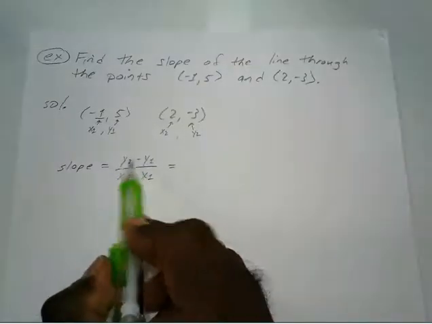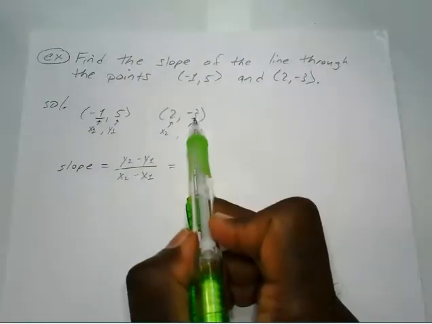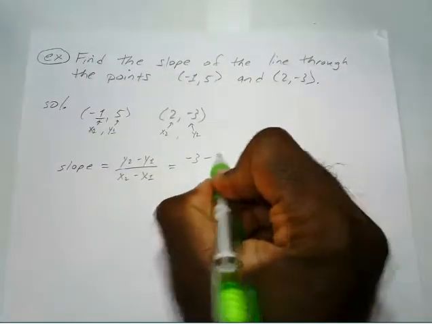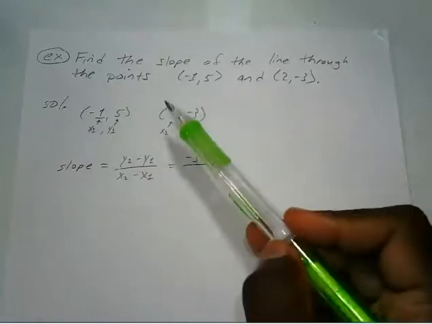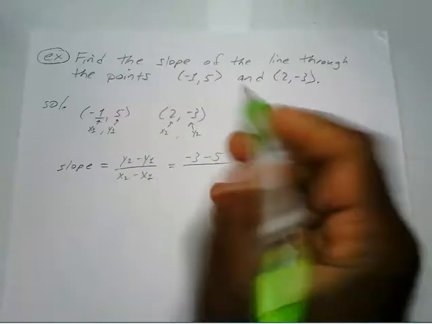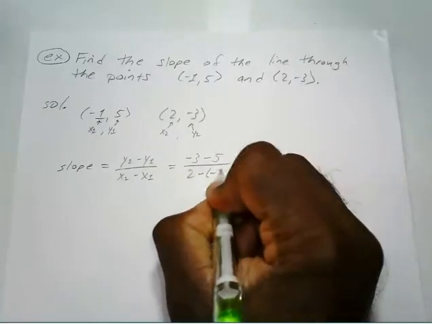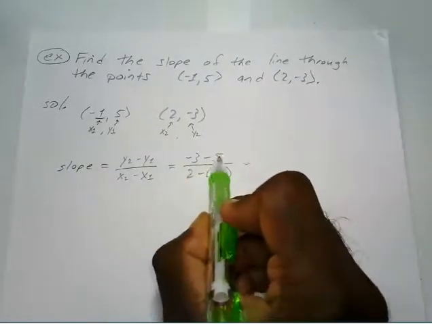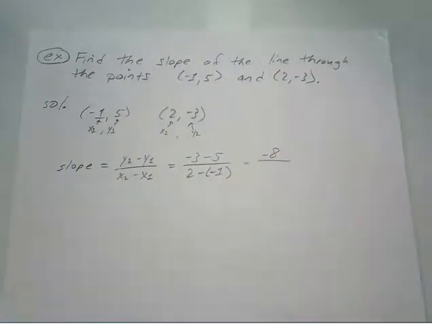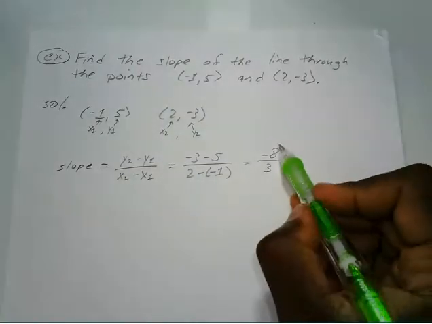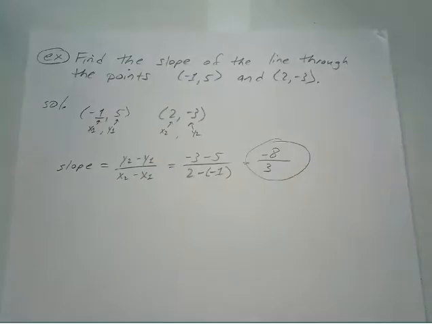Okay, so y2 minus y1 is just -3 minus 5, over your x2 minus x1, which is 2 minus -1. Okay, so -3 minus 5 is -8. And 2 minus -1 is just 2 plus 1, which is 3. Okay, so your slope is actually -8 over 3.